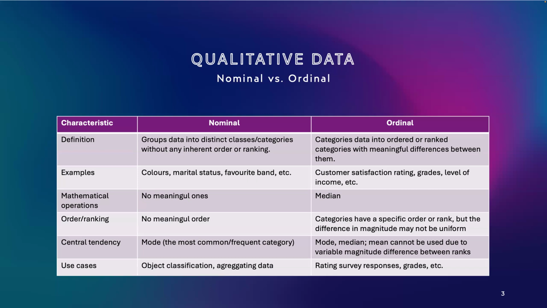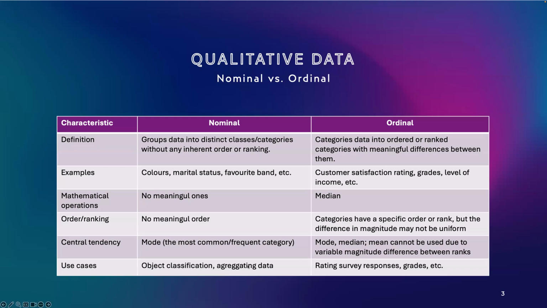If we look at central tendency next, here we have for nominal data the mode, which is the most common or frequent category. And for ordinal data, on top of the mode, we have the median. We cannot talk about the mean really because of the variable magnitude between different ranks.